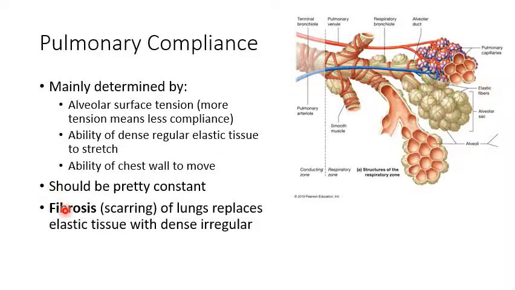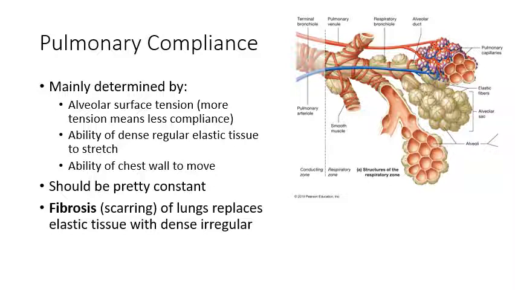In fibrosis, that actually means scarring. If you have damage in the lungs, you may get a scar resulting, and that means that any elastic tissue that was there is going to be replaced with dense irregular connective tissue, which does not really stretch, and that's going to reduce the pulmonary compliance significantly in that area where you have the scar. There are also some other things like smoking that will damage that elastic tissue and reduce the pulmonary compliance. Then finally, the ability of the chest wall to move. So that's just your ability to get the ribs moving apart from each other.